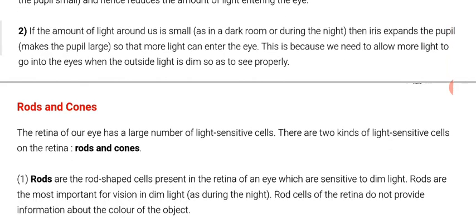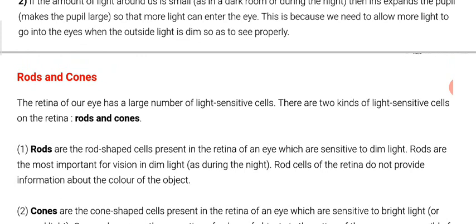We had already discussed this. If the amount of light around us is small, as in a dark room during the night, then the iris expands the pupil, making the pupil large so that more light can enter the eye. This is because we need to allow more light into the eyes when the outside light is dim, so as to see properly.